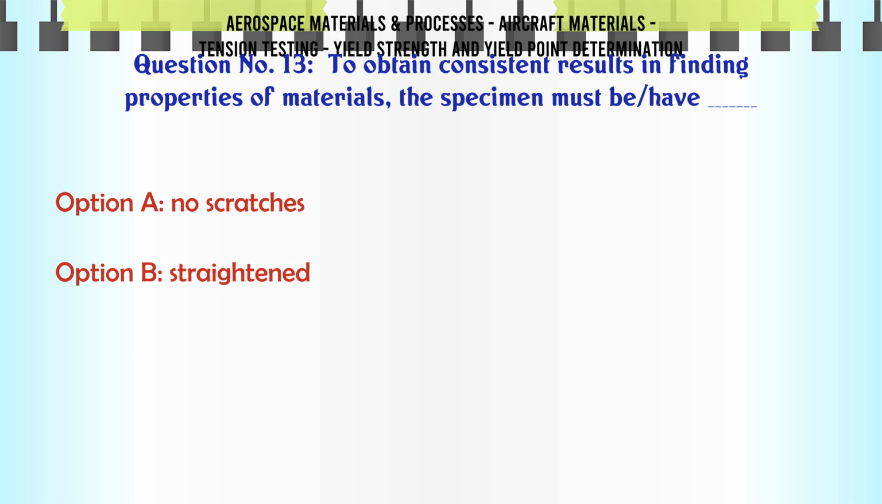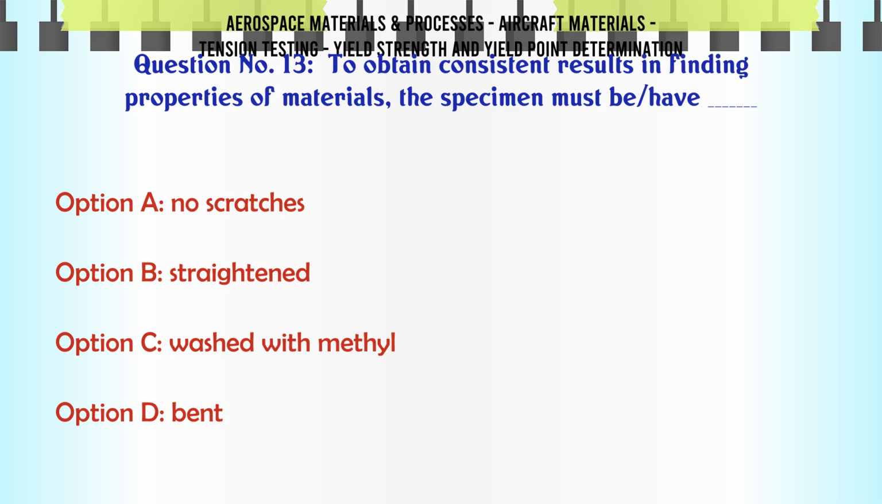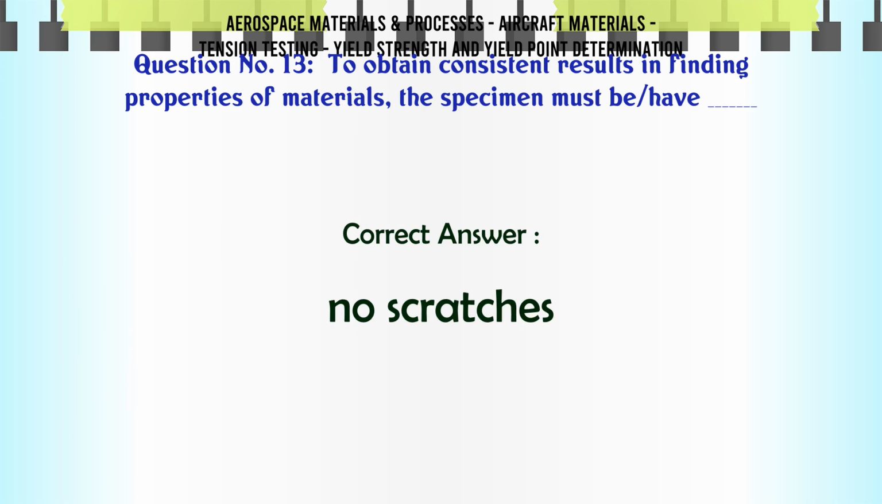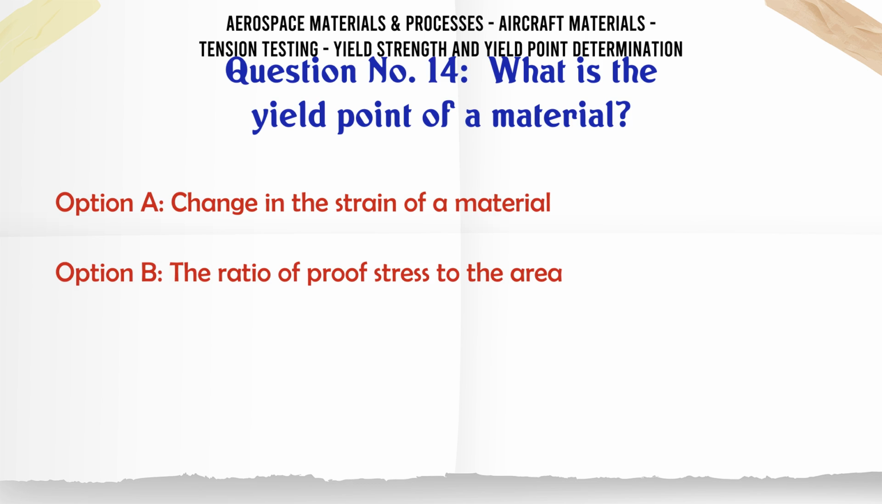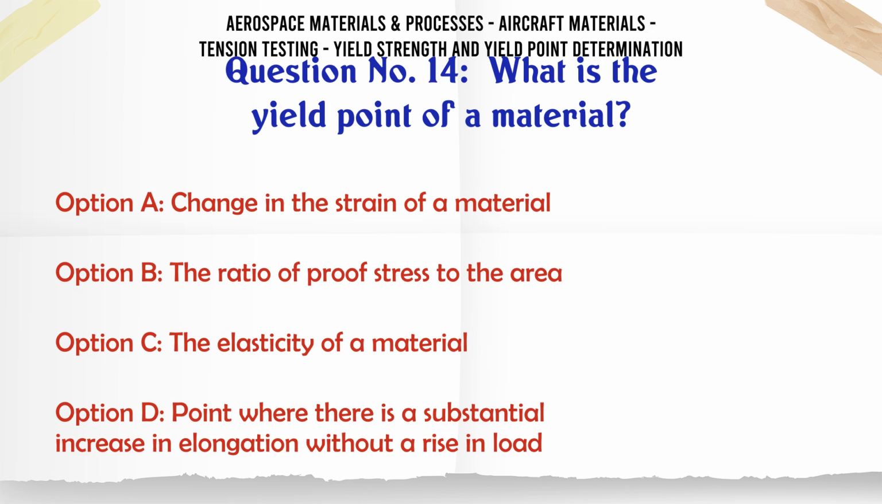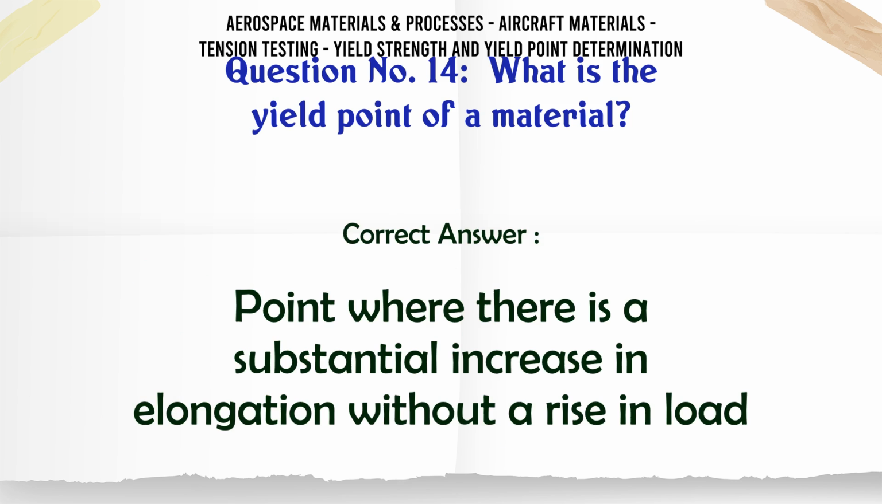To obtain consistent results in finding properties of materials, the specimen must have A no scratches, B straightened, C washed with methyl, D bent. The correct answer is no scratches. What is the yield point of a material? A change in the strain of a material, B the ratio of proof stress to the area, C the elasticity of a material, D point where there is a substantial increase in elongation without a rise in load. The correct answer is point where there is a substantial increase in elongation without a rise in load.